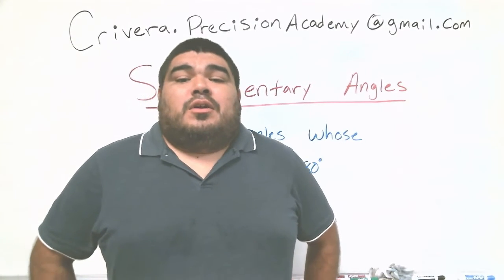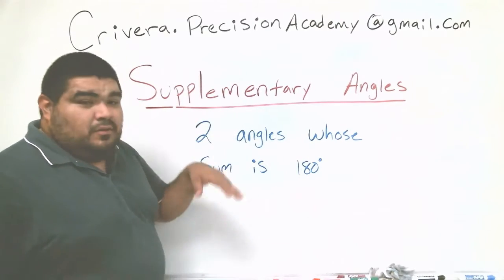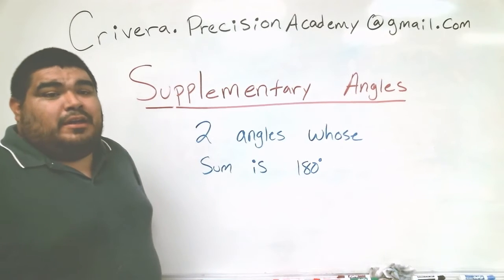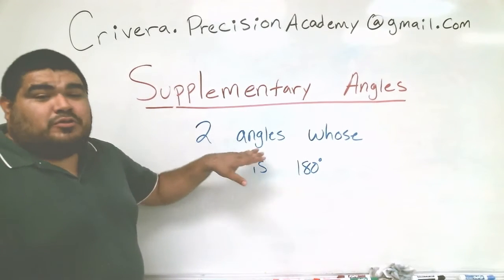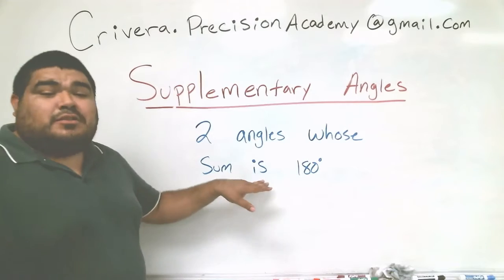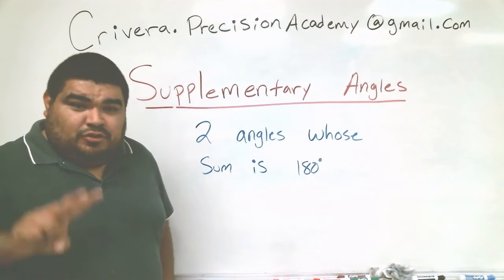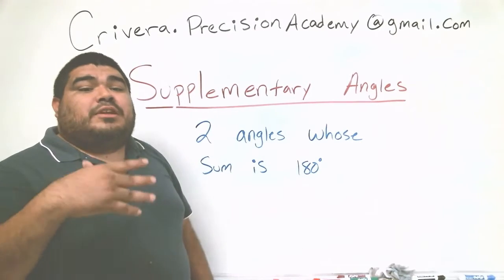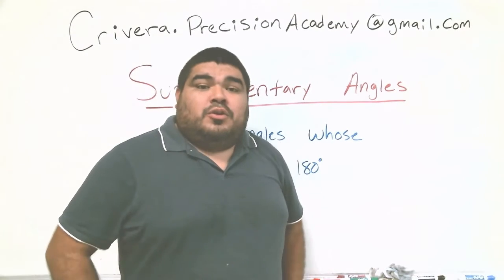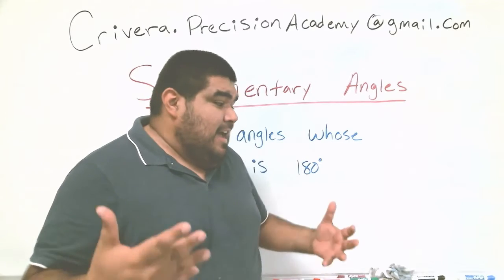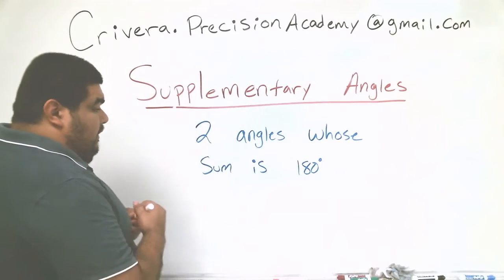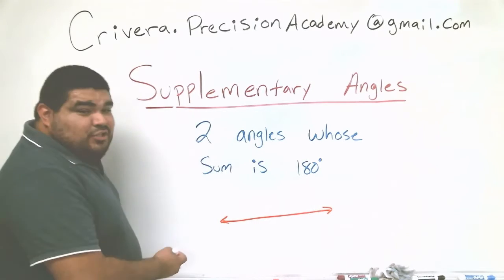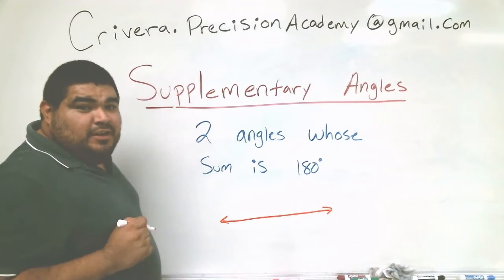So the first word you're going to need is supplementary angles. Two angles whose sum is 180 degrees. So two angles that come together to form a supplementary angle equal 180 degrees. We usually see it as a line, which is a straight angle equals 180 degrees.